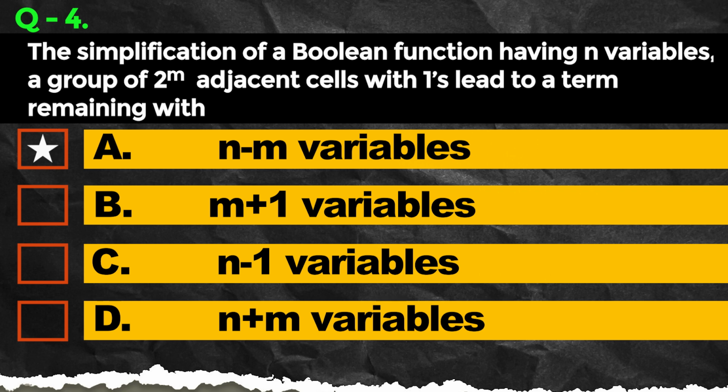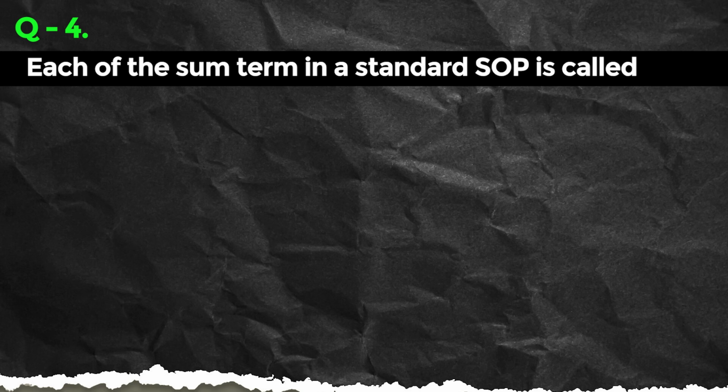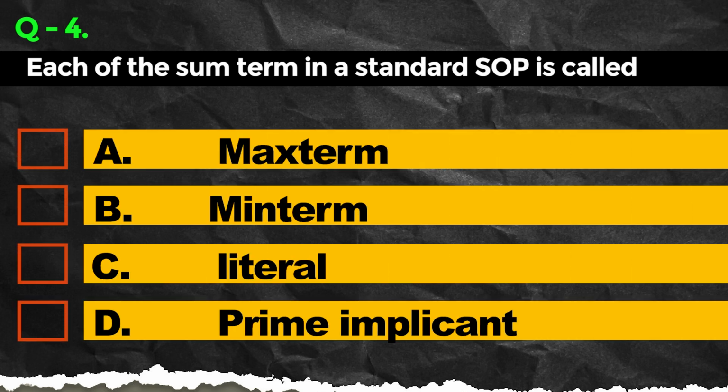And suppose all the 8 squares have a value equal to 1, then how many squares have 1? All the 8. That is m is equal to 3, 2 raised to 3 is equal to 8. Therefore, n is equal to 3, m is equal to 3, 3 minus 3 is equal to 0. That means if all the 8 squares are equal to 1, then the function output f will be equal to 1. Each of the product terms in a standard SOP is called max term, min term, literal or prime implicant. The correct answer is option B, that is min term.